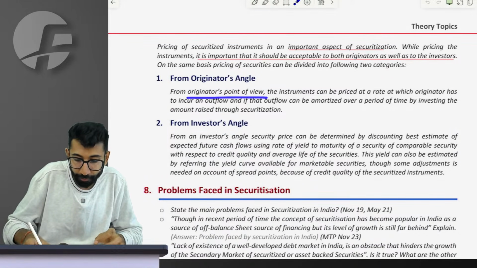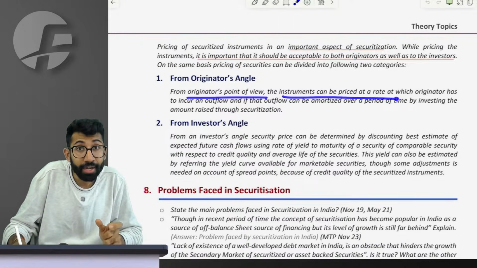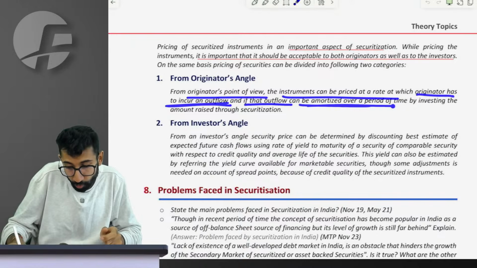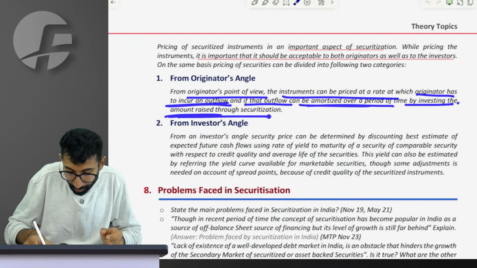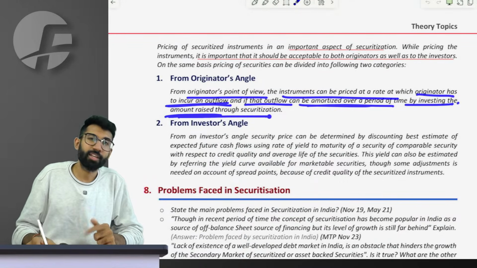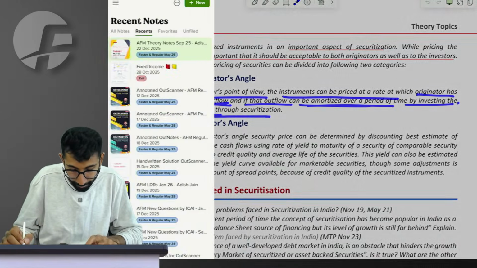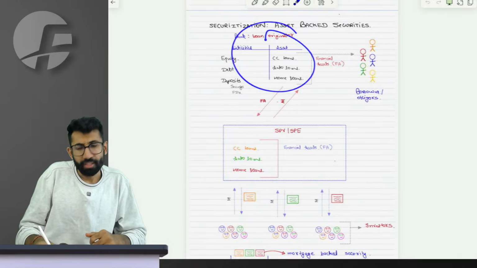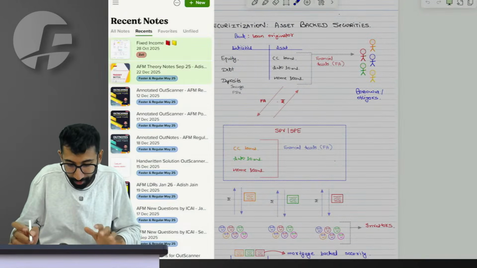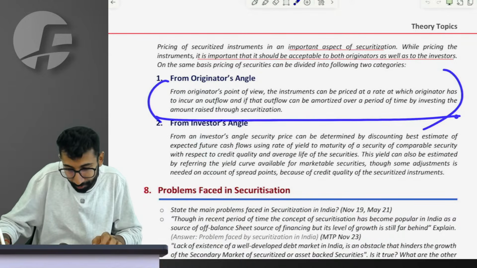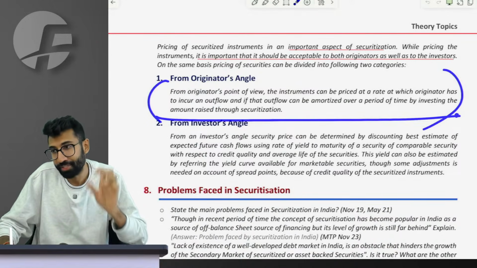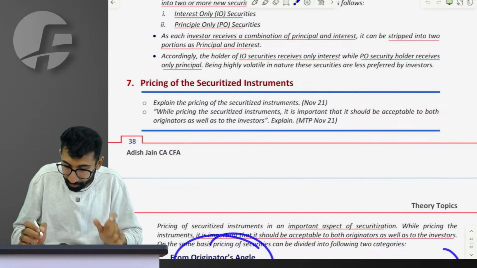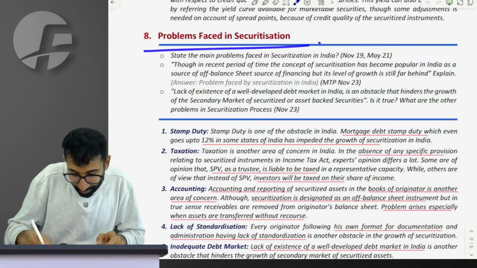From the originator's point of view, the instrument can be priced at a rate at which the originator has to incur an outflow, and that outflow can be amortized over a period of time by investing the amount raised through the security. Frankly, it's really difficult to explain this because the language is confusing and you will have to write it as it is, so you may consider mugging up this part. Sir, next is problems faced in securitization.